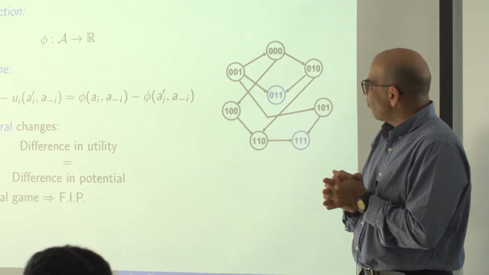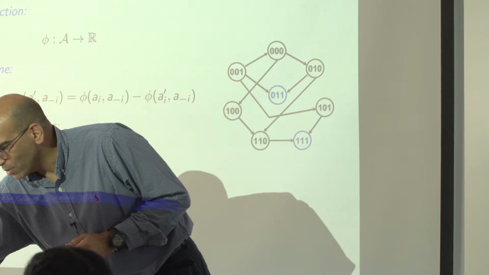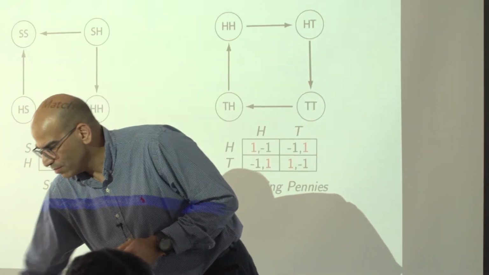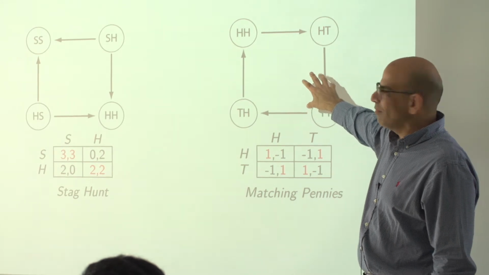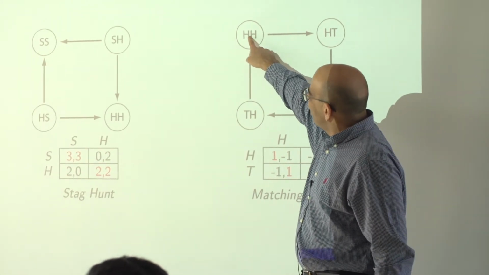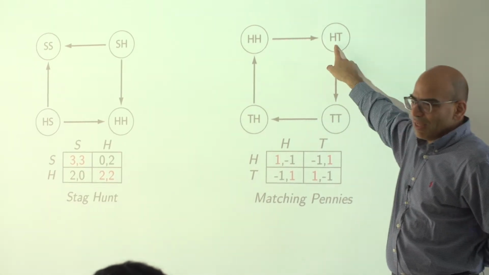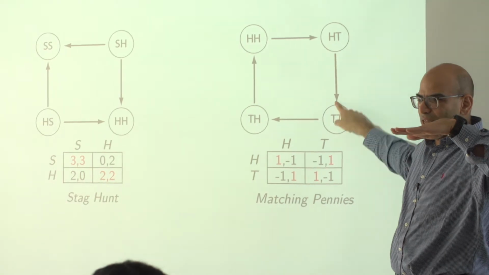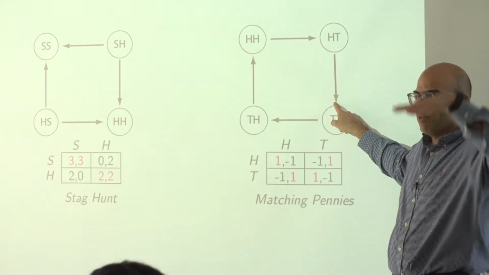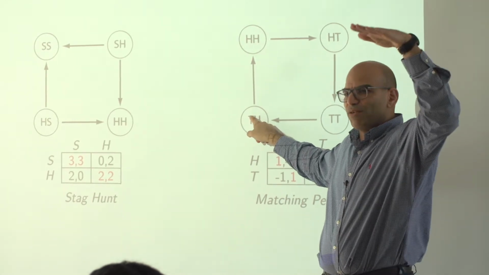Let's see. If we have a potential game, can there be a cycle of best responses? Like this has a cycle of best responses. Suppose this were a potential game. All right? Then, what happened here? The individual improved, so therefore the potential function goes up. A different individual improved, the potential function goes up. A different individual improved, the potential function goes up.